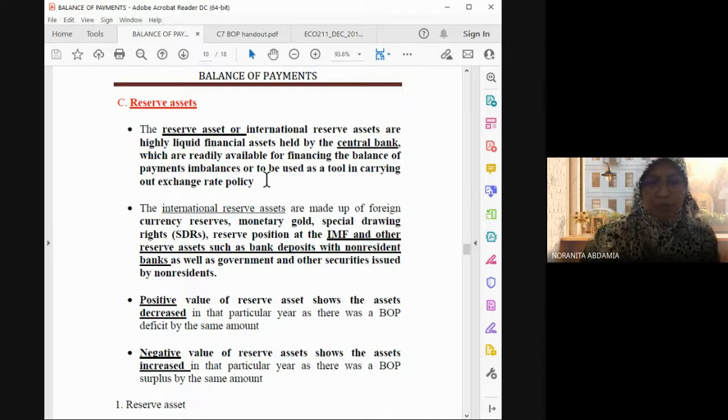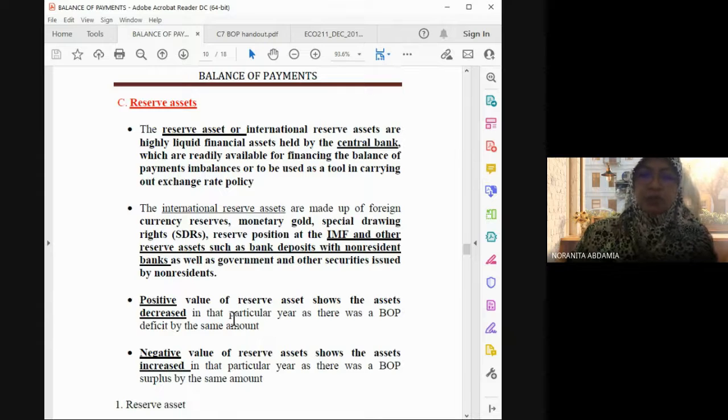So to match back for this figure, this reserve asset will have different signs of the number. Okay, so what's actually the examples of the asset that we have? Malaysia ni ada banyak harta. Kita simpan harta kita dalam bentuk apa? Okay, you can see example like the currency reserve, monetary gold, special drawing right, reserve position at the IMF, and other reserve asset such as bank deposit with the non-resident banks as well as the government and other security issued by non-resident. So kita ada simpan kita punya asset but in these types of the form.